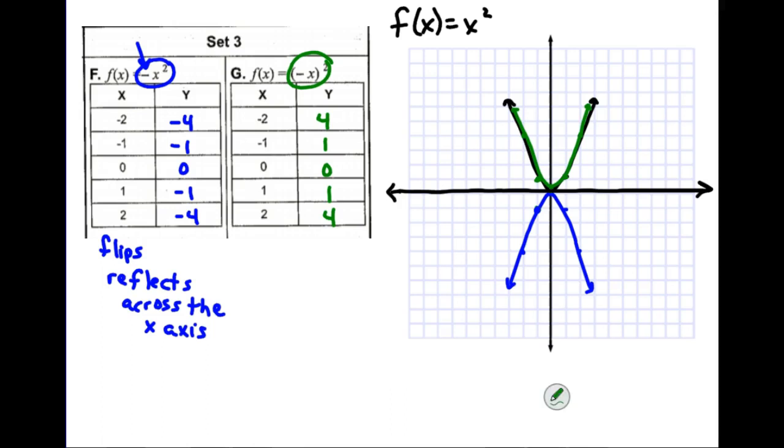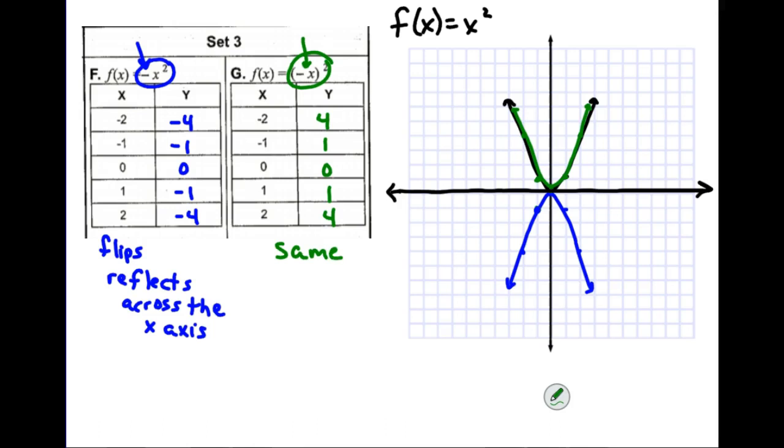Now, with g, we have negative x inside the parentheses. We thought x changed, but did it really? We thought it changed, but then we squared it again because that's just the function. That's how it works. You thought you changed x, and you square it again, and it comes right back out, and it's just the same. This is the same as the original function. They both have the same shape.